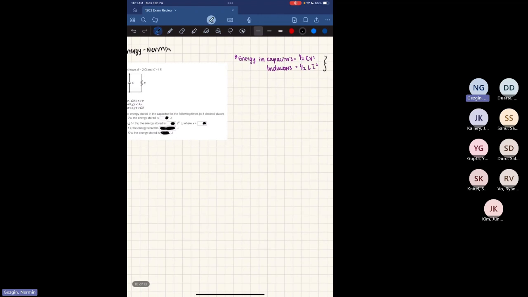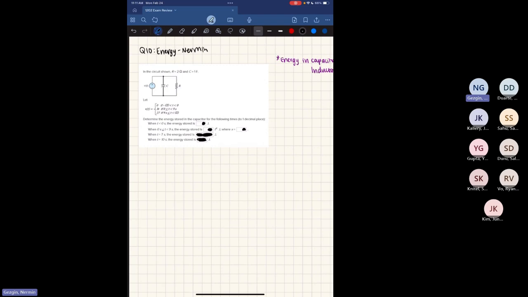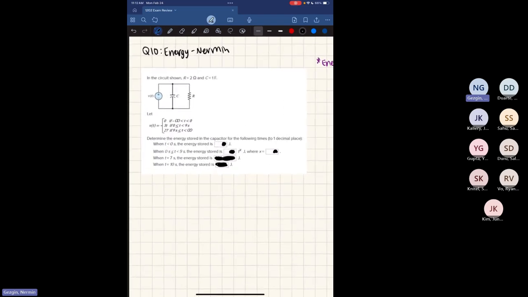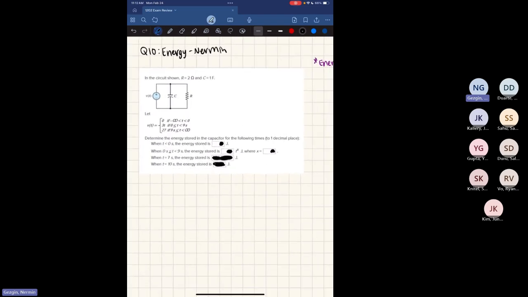I is not inductor in this case, it's current. So make sure you keep that in mind. So looking at this, we're given this circuit, we have a capacitor here, and we can just disregard the resistor because we're being asked for the energy stored in the capacitor. So the resistor doesn't really play any part here.